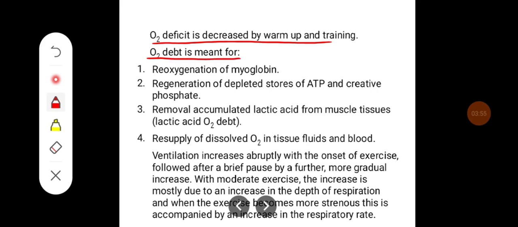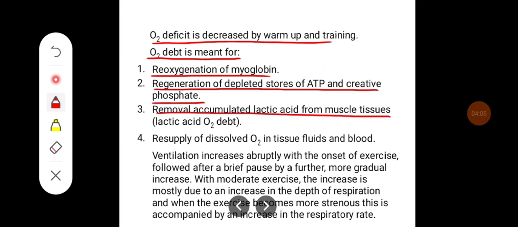Oxygen debt is meant for reoxygenation of hemoglobin, regeneration of depleted stores of ATP and creatine phosphate, removal of accumulated lactic acid from muscle tissues, which is also called the lactic acid oxygen debt, and resupply of dissolved oxygen in the tissue fluids and blood.